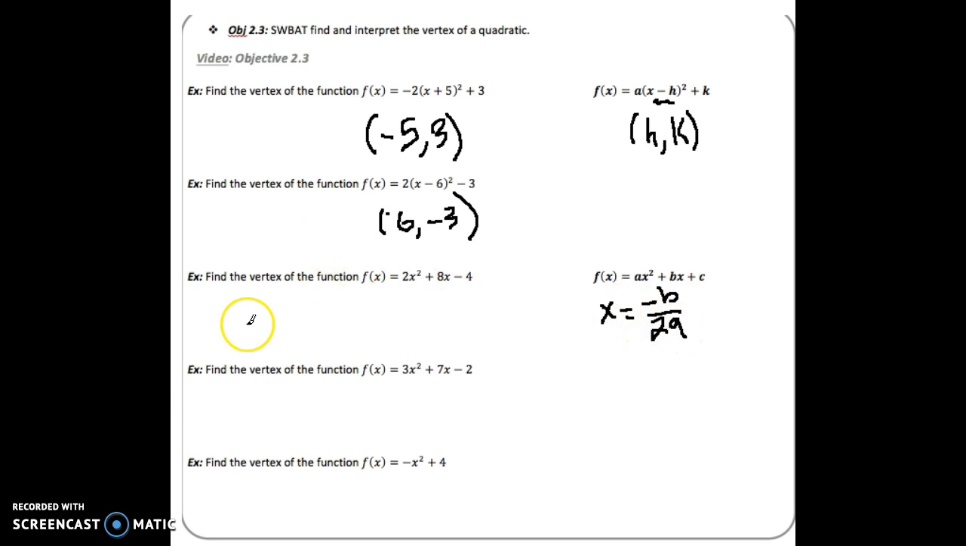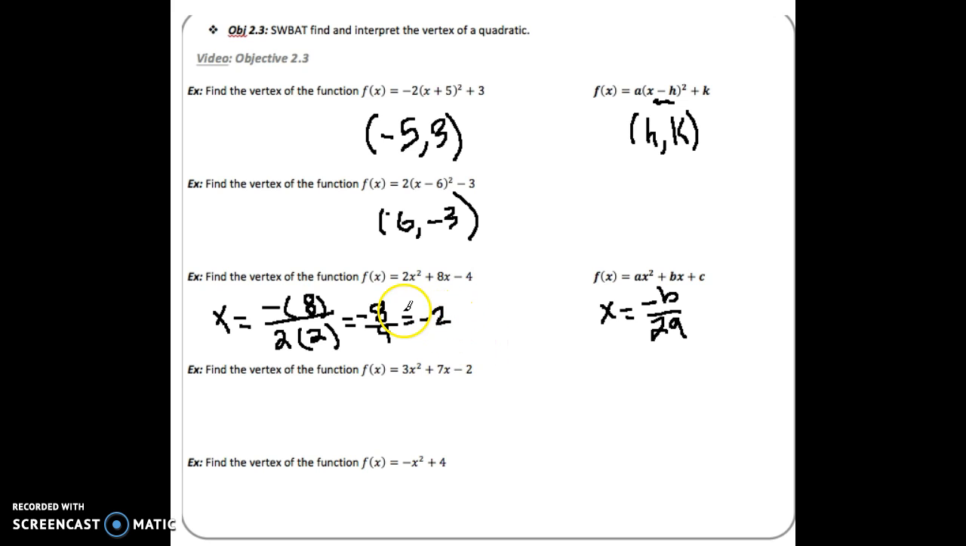So if we take a look at this one right here, to find the x coordinate, I'm going to write negative, whatever b is, over 2 whatever a is. So I take a look here. My b here is 8, and my a is 2. So I can multiply, and I get negative 8 at the top, 4 at the bottom. So my x coordinate is negative 2.